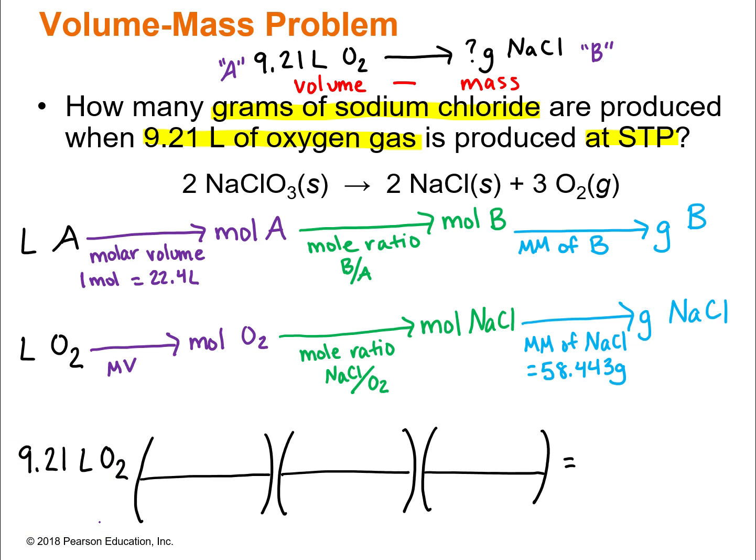The first step, we're using molar volume to get from liters to moles. Our options, we've got 1 mole over 22.4 liters and 22.4 liters over 1 mole. We need to use the one with moles on top. And if you're going from volume to a mass, you will always use that unit factor, 1 mole over 22.4 liters.